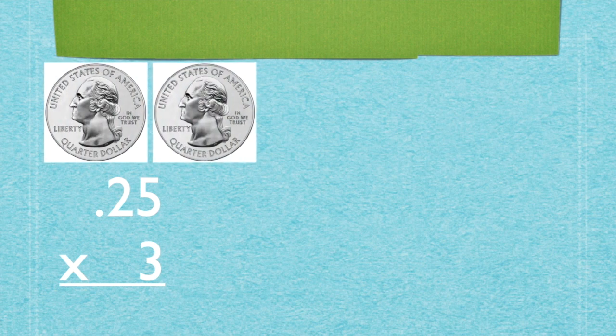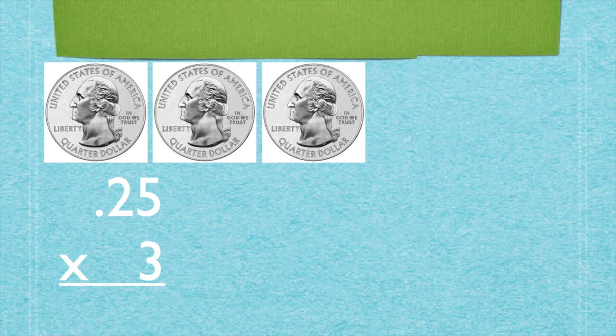All right, so if I were to say this problem for you, 25 times 3, or 25 hundredths times 3, some people look at this and freeze out. They go, I don't know how to get started. But you already actually know the answer. You know what 3 quarters makes. And 3 quarters makes, that's right, 75 cents, right? So I already know my answer is going to have a 7 in it and a 5 in it, right?